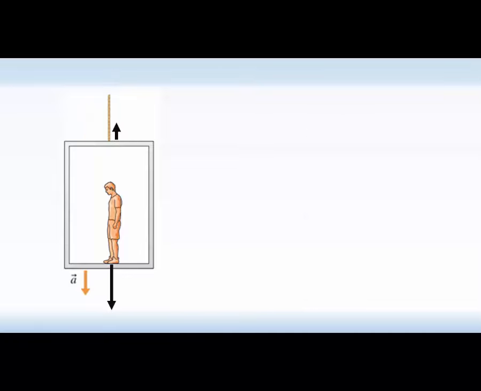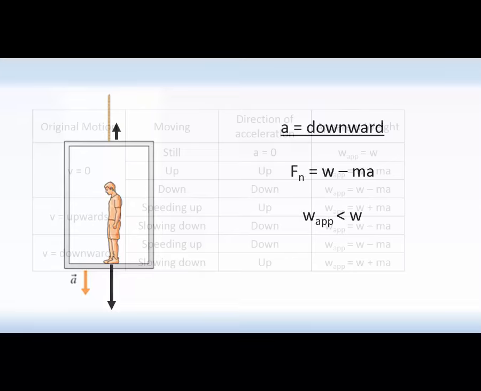In this example, the elevator is now accelerating downwards. In other words, there must be more of a downward force than an upward force for it to accelerate downwards. Because of this, we can see that the normal force must be less than the weight. In fact, the normal force is equal to the weight minus mass times acceleration. Or the apparent weight is now less than the weight. If you were standing on a scale in an elevator doing this, the scale would read that your weight was less than what it really was.